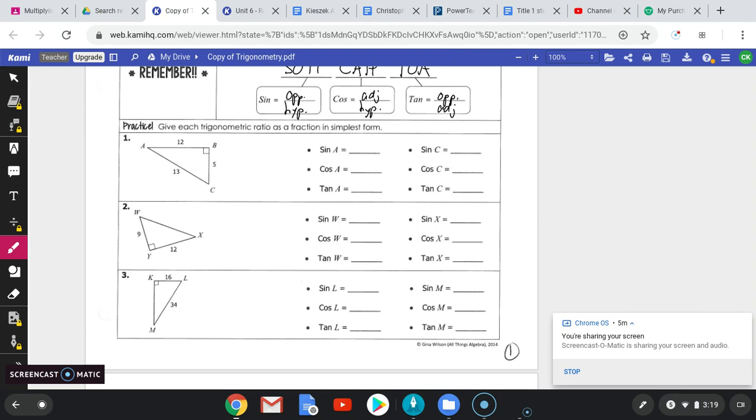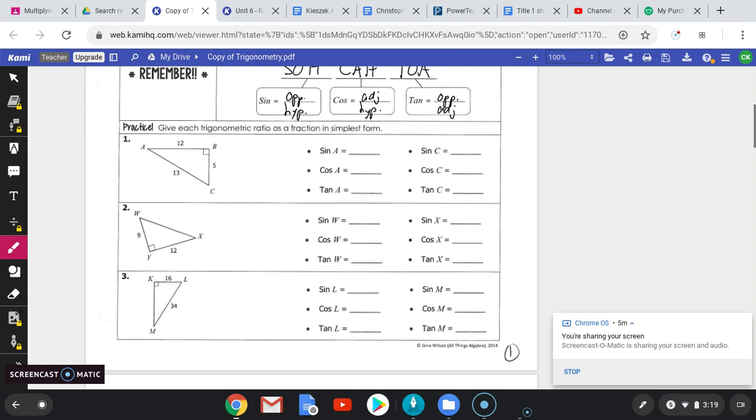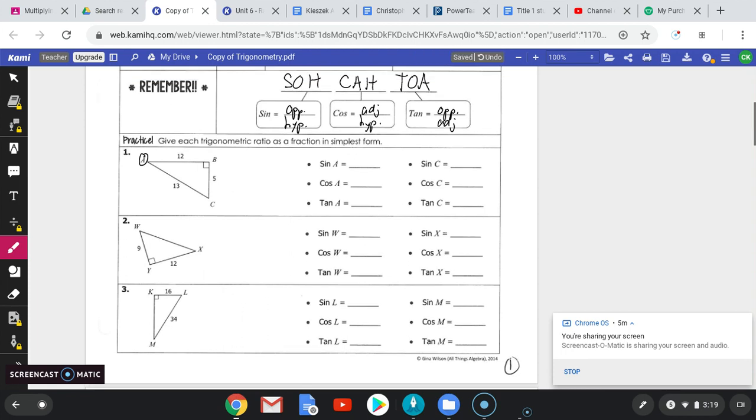So sine of A. Here's A. What is the ratio of sine of A? If I look right above, sine is the side opposite over the hypotenuse. So what's opposite? If I drew an arrow, it's 5 over what's the hypotenuse? 13. If you want, you could just label this side as the hypotenuse because that's never going to change. It's always the hypotenuse, never adjacent or opposite.